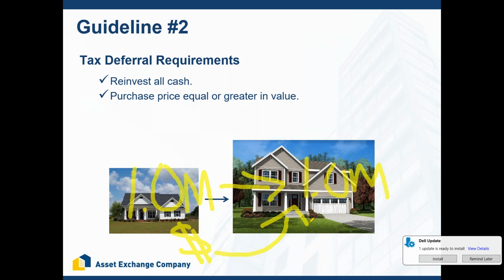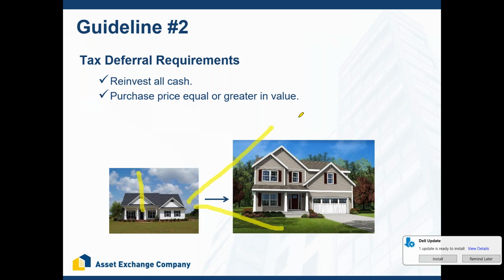Now, with that said, you've got some flexibility in how you structure your 1031 exchange. You could sell one property and you can buy two, right? That works. You could sell three properties and you can buy one. You can do multi-property exchanges. You can also trade down in value if you want to pay some taxes.